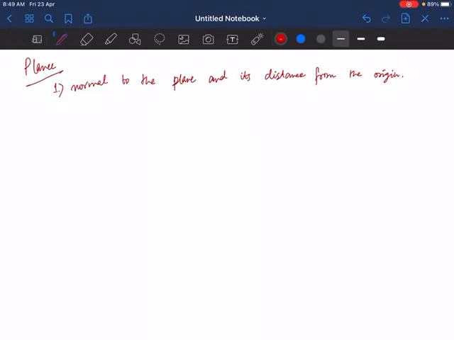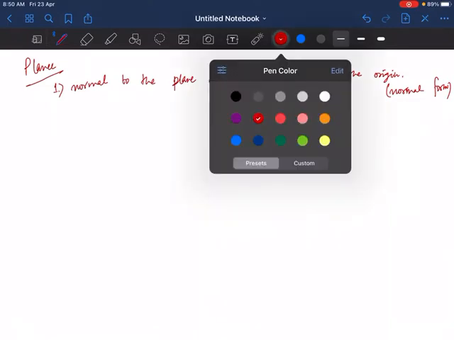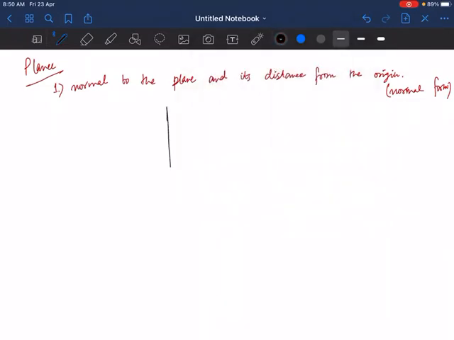This form is known as the normal form. So let's try to find the equation of such a plane. First, I will draw the 3D axis. So here we have got the 3D axis. Now we have that plane. So here we have our plane.